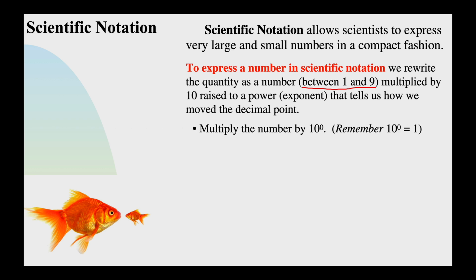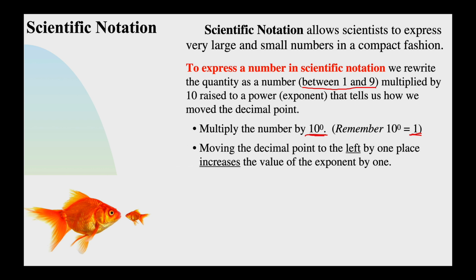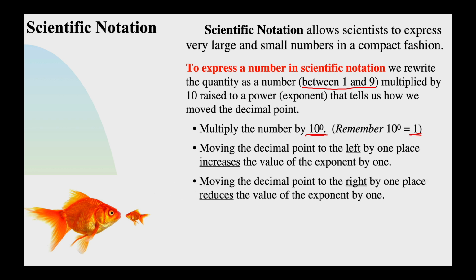Now, one thing that helps is that 10 to the 0 in math is just equal to 1. So if you multiply something by 10 to the 0, it's like multiplying by 1, and that's no big deal. If you move the decimal point to the left, it's going to increase the value of the exponent by 1. And if you move the decimal point to the right, it's going to reduce the exponent by 1. And I'll show examples of that because I know that's kind of weird.